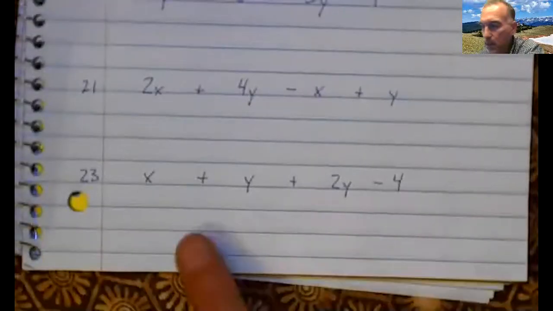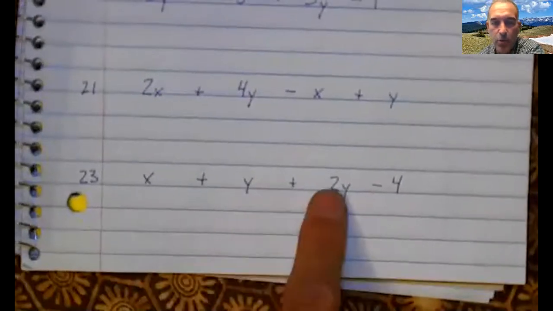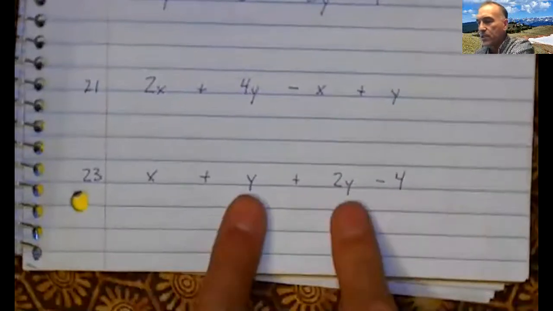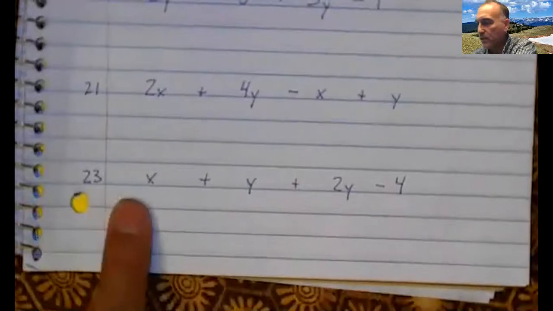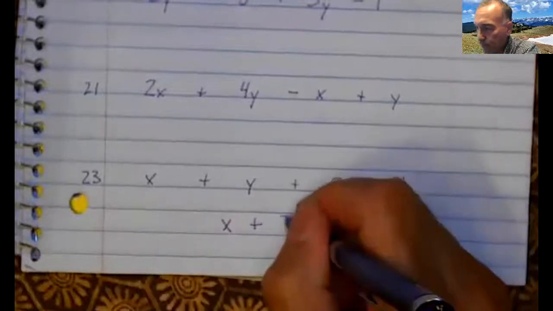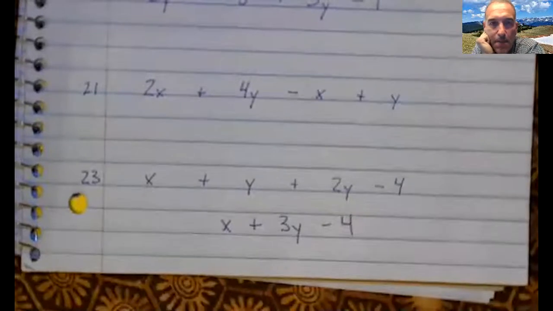I'm going to skip down to 23. How about 23? I have an x, I have a y, I have 2y. Oh, there's a constant. Take a look at these, okay? That's 3y. I only have one x there, so I'm going to bring this down. x plus 3y minus 4. I am combining like terms. Let's go on.